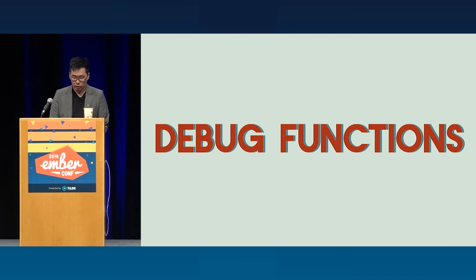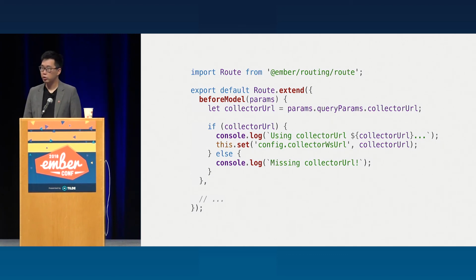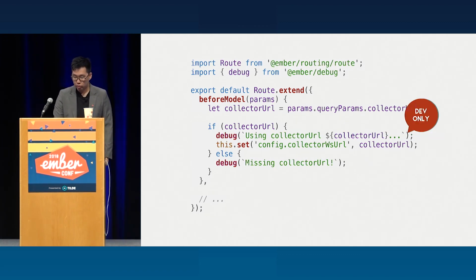Next up, debug functions. So you might have a lot of console.log statements in your app. They're pretty useful for debugging, but maybe you don't want to ship them to production where they will spam your customer's console. So do you know that Ember provides a debug function from the @ember/debug package? The nice thing about them is they are stripped in the production build, so you won't have to worry about the noise that they produce, but also they won't increase the file size of your app, or slow down your app if you're doing any expensive inspection inside the message.